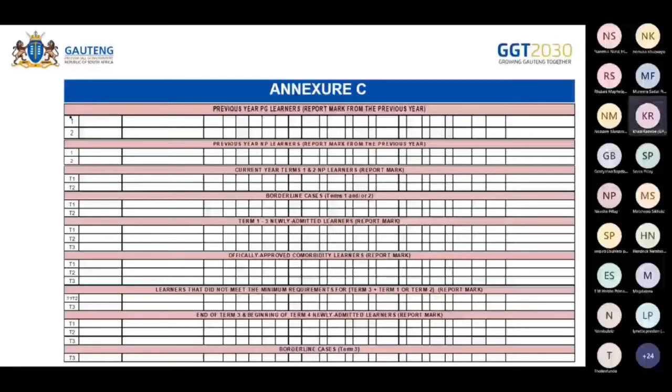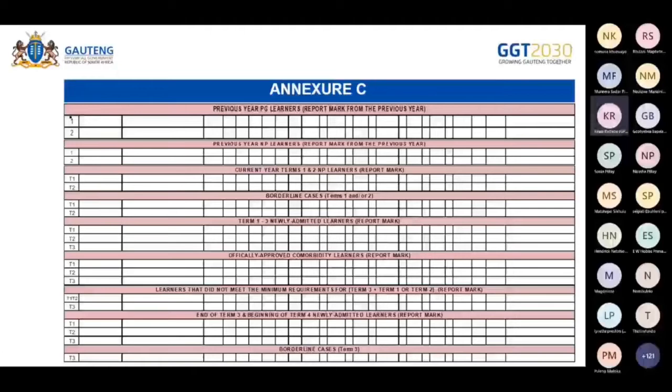Here we'll only have those learners who did not meet the minimum requirements in term one or in term two, who are not progressed from the previous grade and who are not retained from the previous year. So that is what we mean when we say we don't repeat.